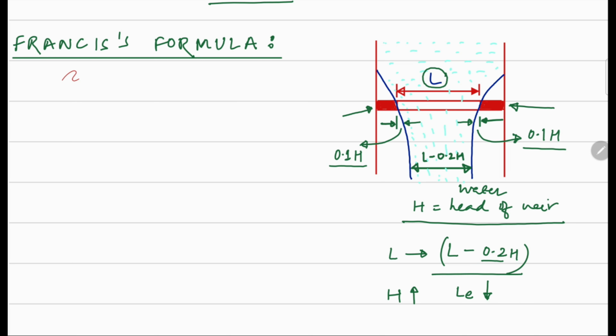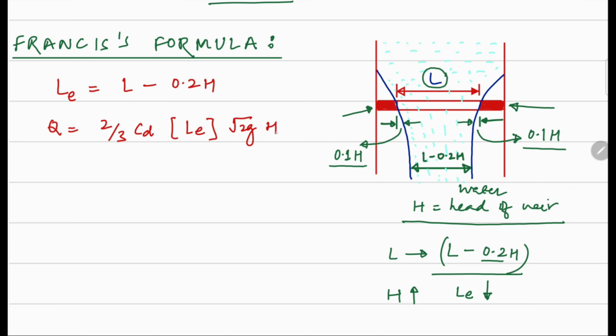So what exactly is the effective length? You can say the effective length becomes L equals L minus 0.2 H. So instead of writing this value, we write it as LE. The Q value we used to write is 2 by 3 CD multiplied by LE, that is your effective length, and then multiplied by under root 2g, H raised to the power 3 by 2.